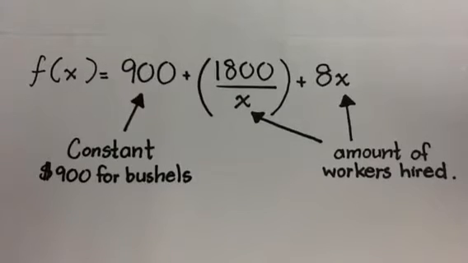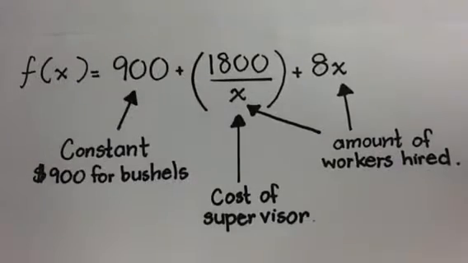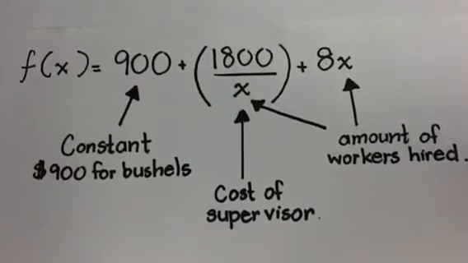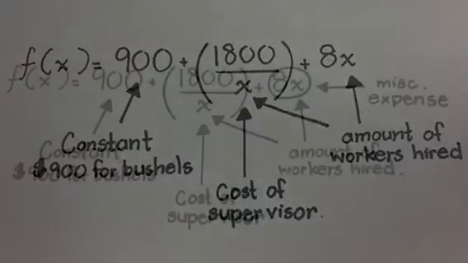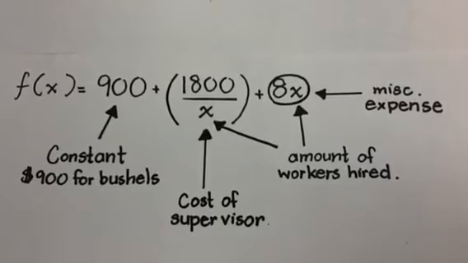The 900 is a constant that comes from the cost of each bushel, which is $1. The 1800 over x is the cost of the supervisor that needs to look after the picking process. The 8x is from the $8 miscellaneous expense for each worker.